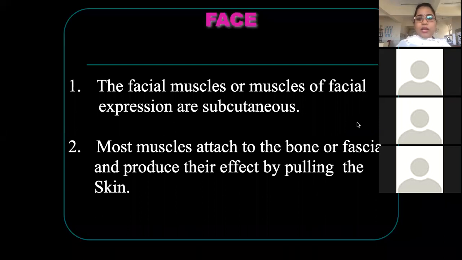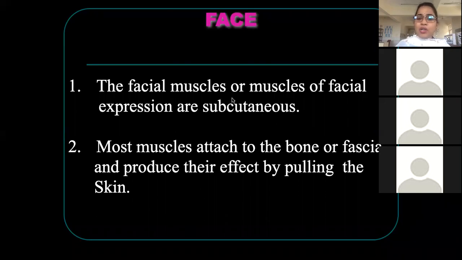Okay. Now let's see, if there is no deep fascia, where are the muscles existing? Usually in the rest of the areas, muscles are present below the deep fascia. But in the face we don't have deep fascia. So where are the muscles present? They are present just beneath the skin, within the superficial fascia. So these muscles are called subcutaneous muscles. What is the meaning of subcutaneous? Below the skin. So these muscles are called subcutaneous muscles.